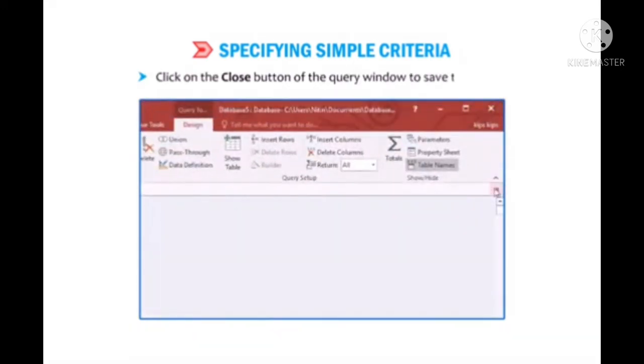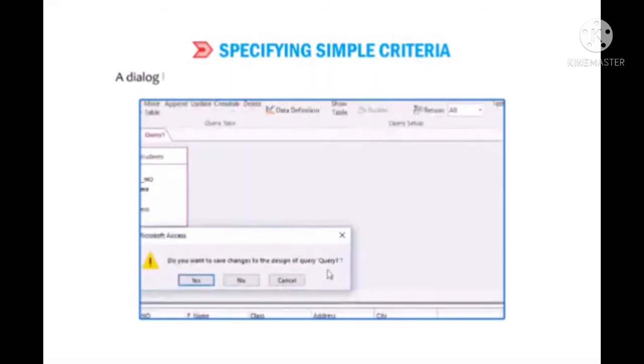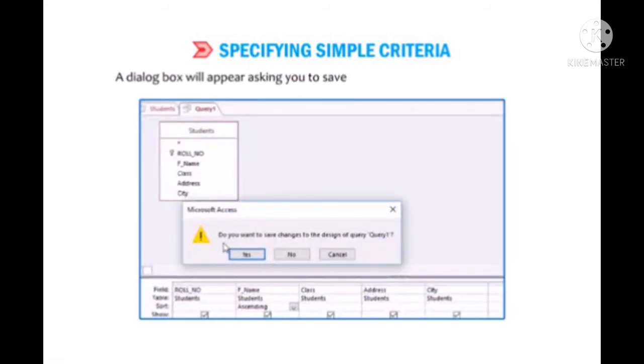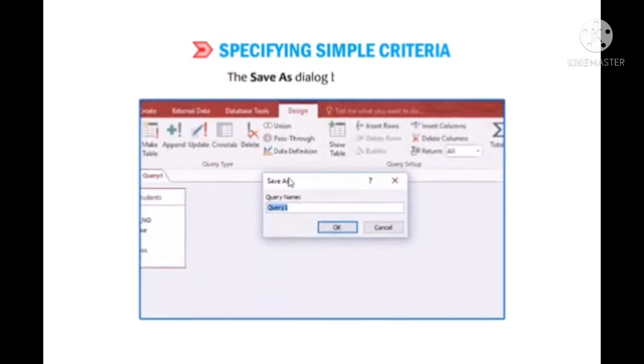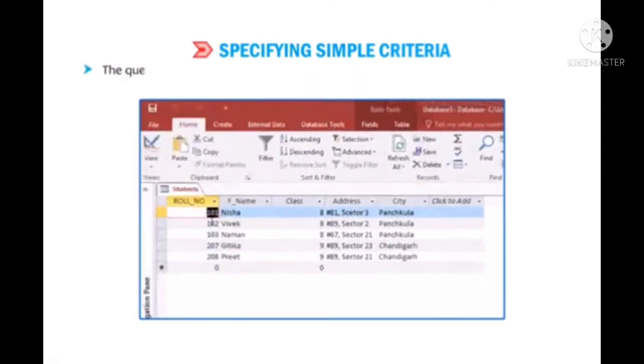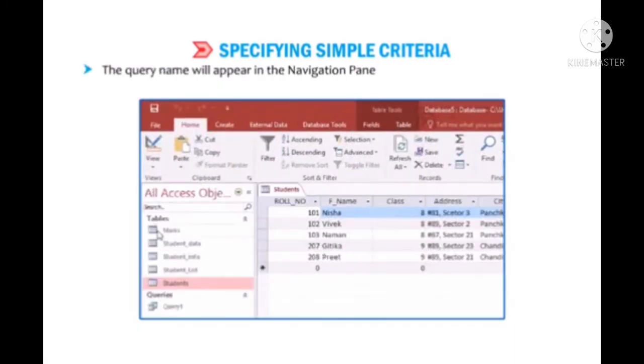A dialog box will appear asking you to save changes to the design of query 1. Click on yes to save the changes. The Save As dialog box will appear. Specify the query name and click OK. The query name will appear in the navigation pane.